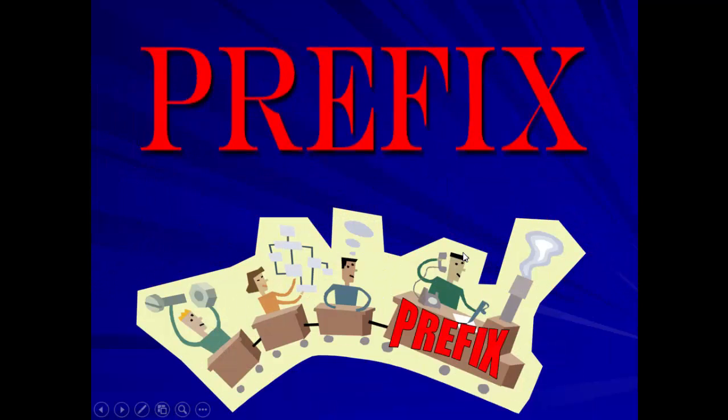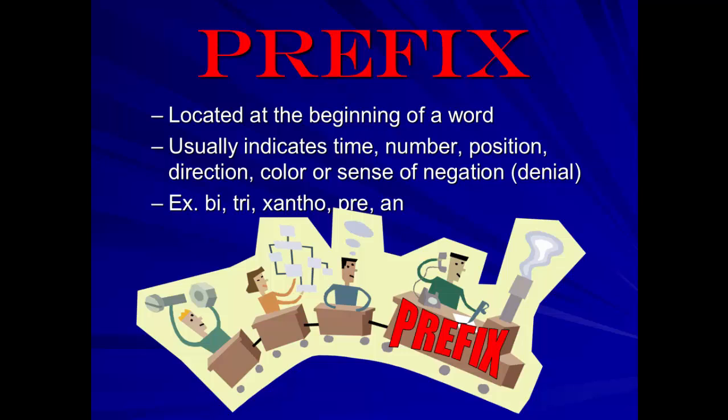A prefix, then, is located at the beginning of the word, so that's going to be the engine of the train. It's always going to be at the beginning. It usually indicates time, number, position, direction, color, or sense of negation and denial. In the examples bi, tri, xantho, pre, and an, we will learn what each one of these means. Bi means two. We'll learn that tri means three. Xantho means yellow. Pre means before, and an means not or without.